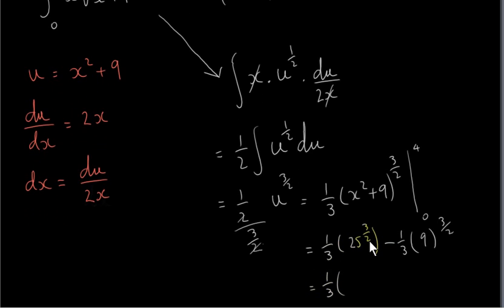What is 25 to the power of 3 halves? Well, this number 2 means we get the square root of 25, which is 5. 5 to the power of 3 is 125. This 2 here means we're getting the square root of 9, which is 3. 3 to the power of 3 is 27.